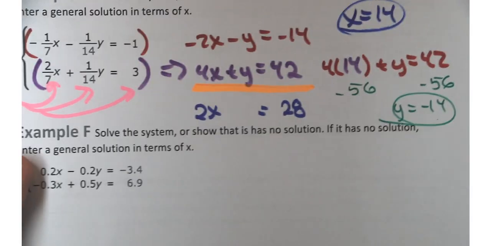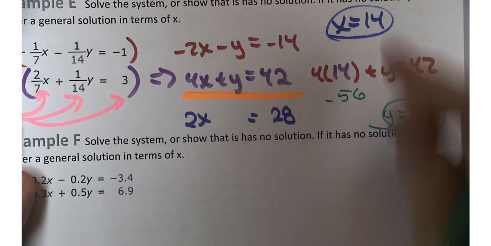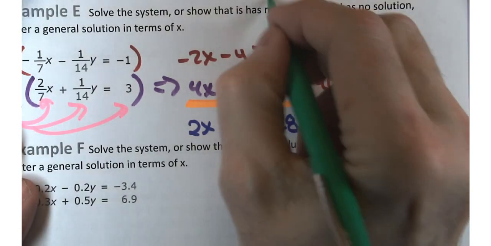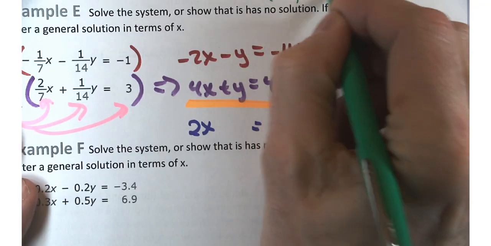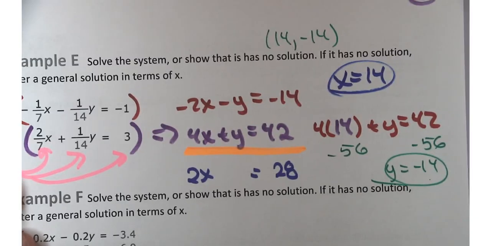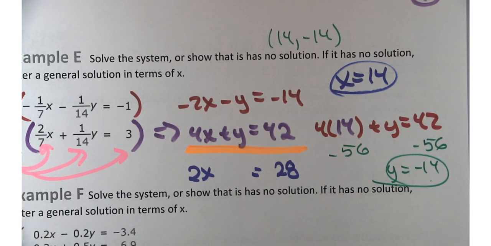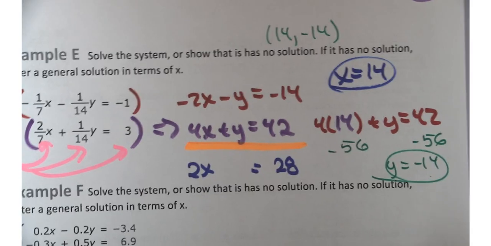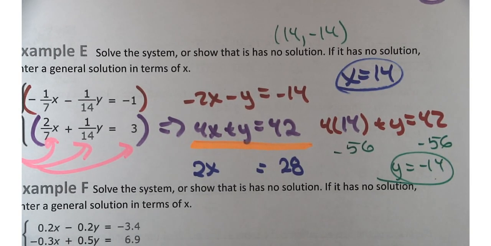And I'm fine with it on a test if you just circle both answers like that. I'm happier if you write it as 14 and negative 14. That's probably the way you're going to be asked to write it in WebAssign. But just make sure that you give me both answers, x and y. Okay. All right, let's keep going.